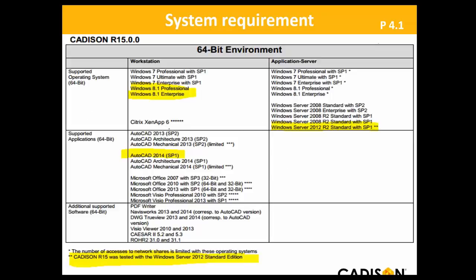System requirements is here only 64-bit, which I have placed on the screen, and the changes here are for the workstation side Windows 8.1, and the server side is Windows Server 2012 R2 with the required service pack. And from the AutoCAD area we still go to AutoCAD 2014, so you have no change on this level, and in the note in the footer you will have the information that we have tested the CADISON server in the standard edition.